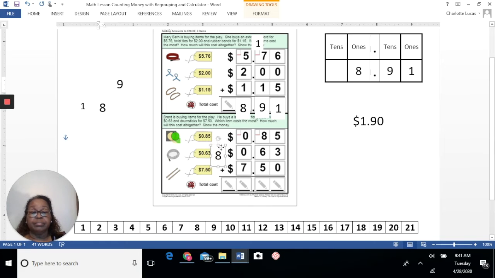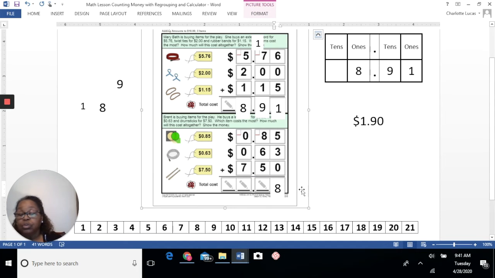ones place. And remember, when you're adding or subtracting, it doesn't matter, you always start at the ones place, the far right, the last number. Always start here. Don't start on this side. Always start on this side.